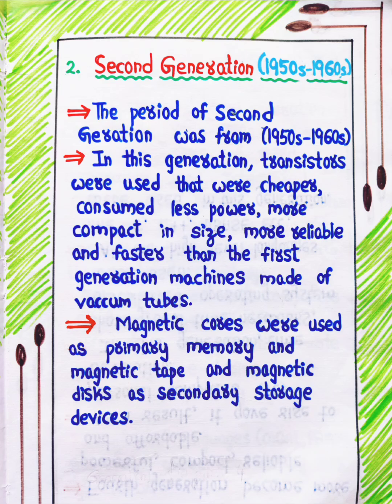Second generation. The period of second generation was from 1950s to 1960s. In this generation, transistors were used that were cheaper, consumed less power, more compact in size, more reliable and faster than the first generation machines made of vacuum tubes. Magnetic cores were used as primary memory and magnetic tape and magnetic disk as secondary storage devices.